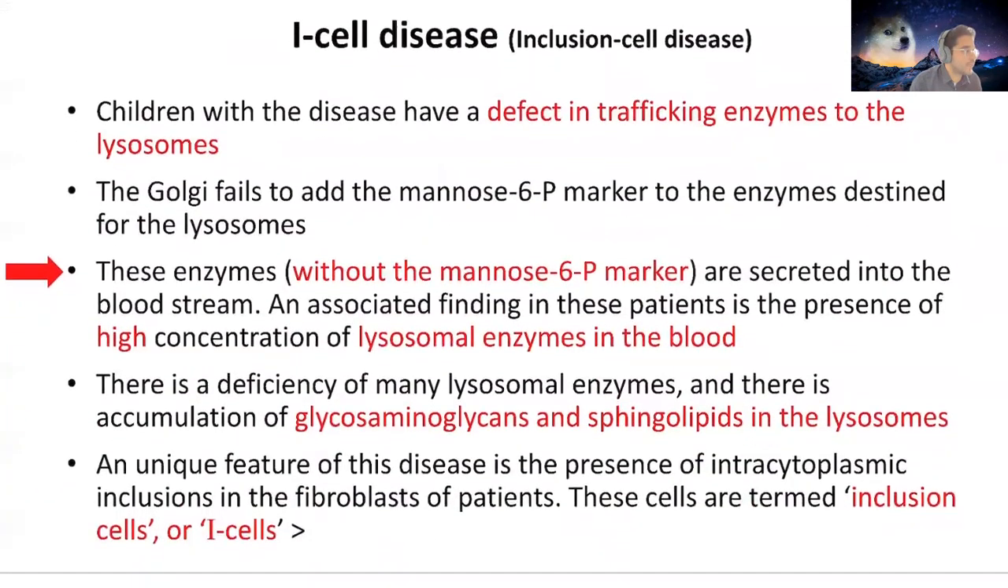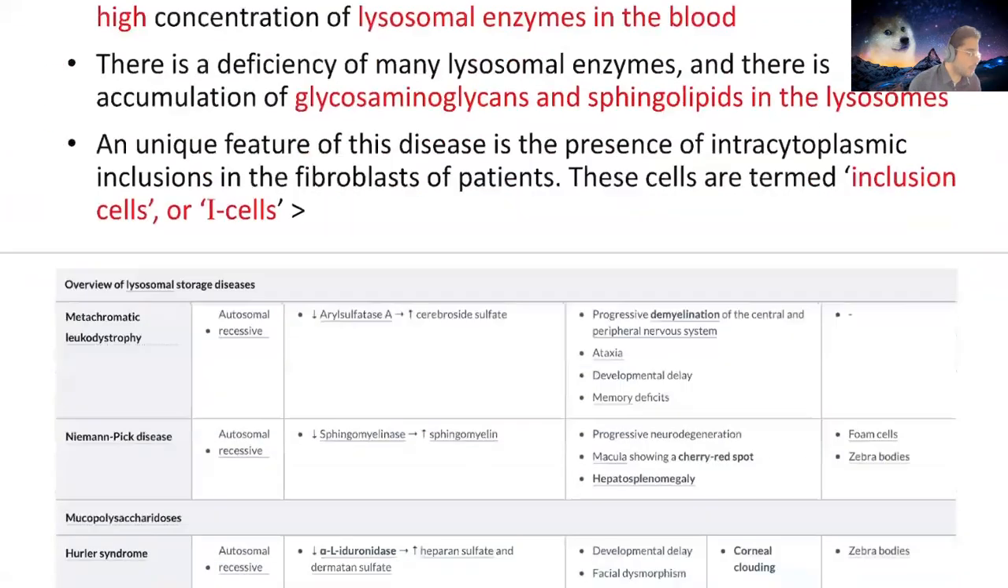Okay, I-cell, inclusion cell. It's very simple. The primary pathogenic pathway is that the mannose-6-phosphate marker isn't being added to the particles that need to be degraded. So without the mannose-6-phosphate, you can't do lysosomal degradation of this. So you're going to have excess levels of glycosaminoglycans and sphingolipids in the lysosome. Remember, I-cell is just inclusion cell.